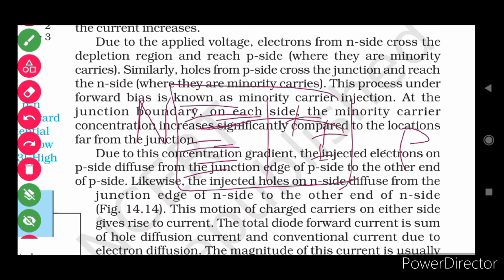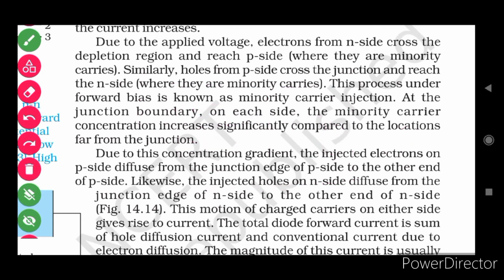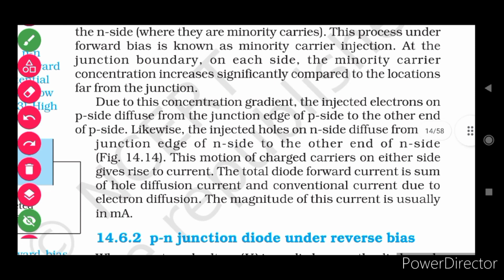On forward bias, what will happen is minority carrier injection, because carriers come from the other side. At the junction boundary on each side, the minority carrier density increases significantly compared to the location far from the junction. Because of this minority charge injection, their concentration will increase near the junction.